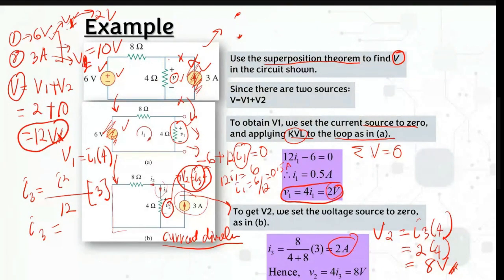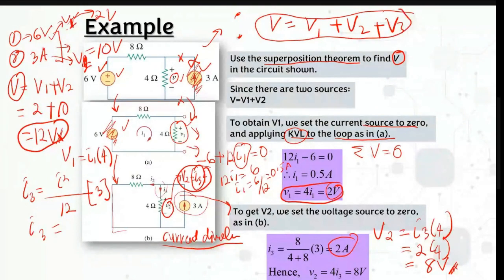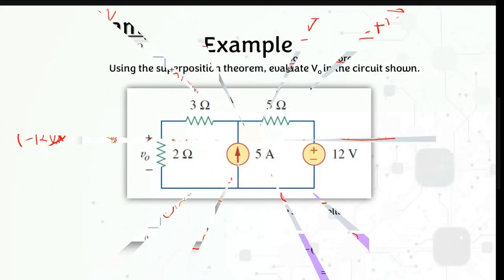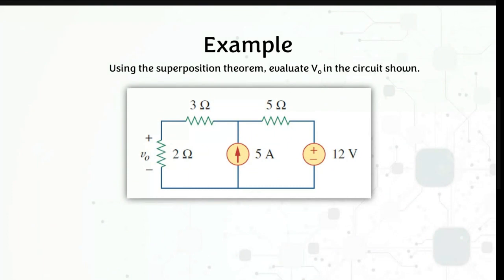Let's say if you have three voltage sources, and the question asks you to calculate the V, then your voltage needs to come from V1 plus V2 plus V3. This is if you have the 3 sources. So this superposition depends on how many sources you have in your circuit. It's only the independent sources. Okay, let's move on with another example.